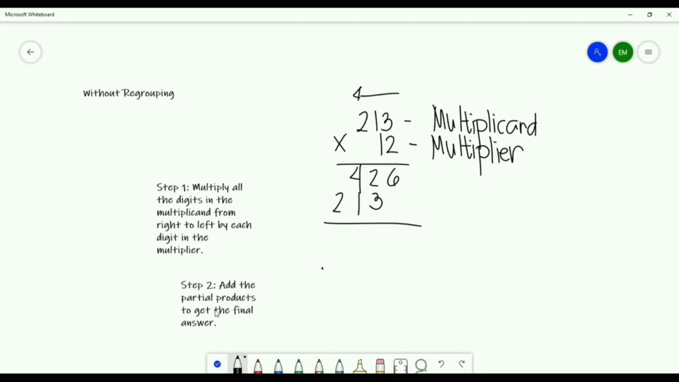Step number 2, add the partial products to get the final answer. So we add the partial products. We bring down 6. 2 plus 3 is equal to 5. 4 plus 1 is equal to 5. And we bring down 2. So, 2,556 is our product. The answer to our problem is there are 2,556 seedlings.